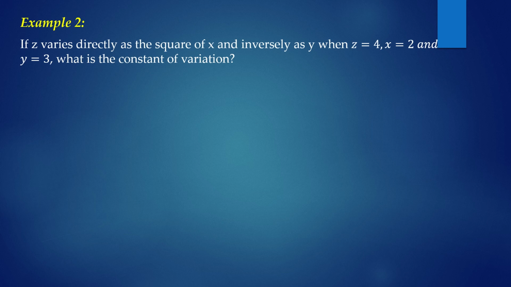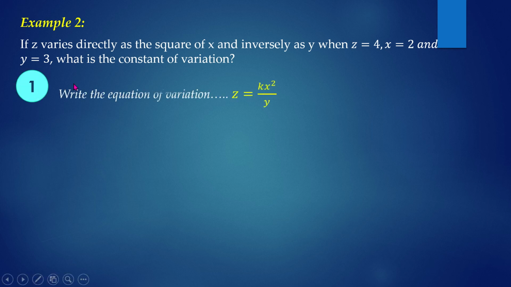Sample number 2. If z varies directly as the square of x and inversely as y, when z is 4, x is 2, and y is 3, what is the constant of variation? So, equation. Z varies directly as the square of x, so k, square of x, x squared. And inversely, so over y. Inversely as y. When the value of z is 4.